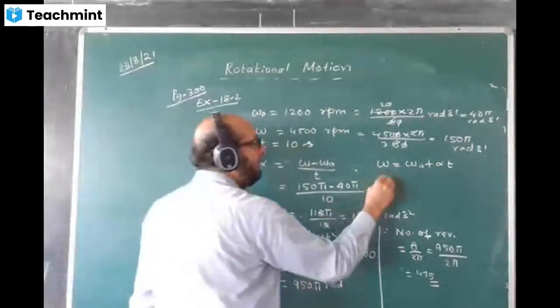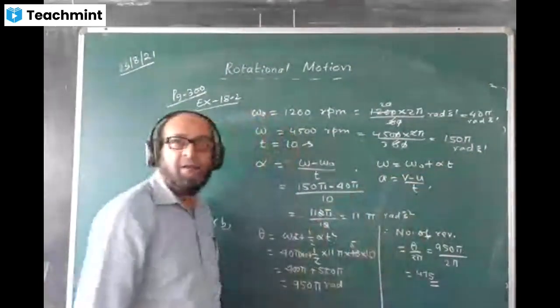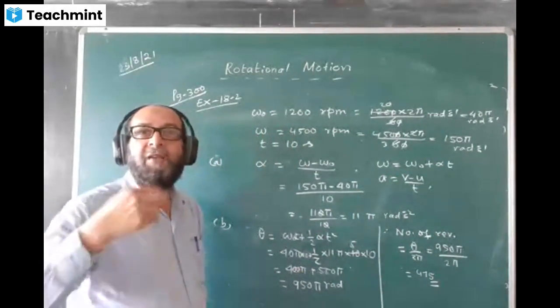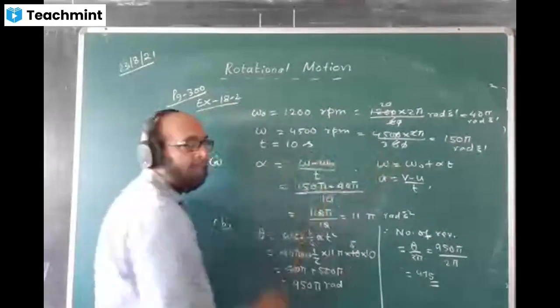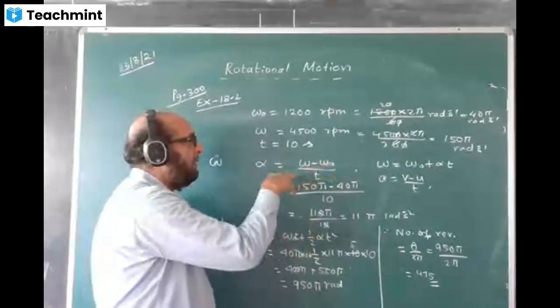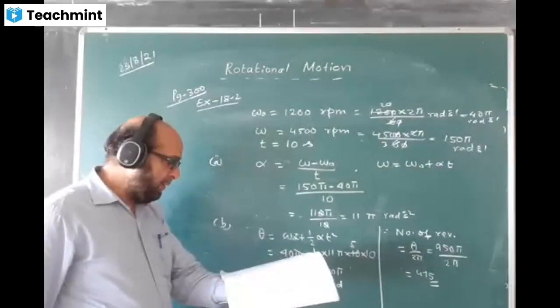In class we used to do it like this: a equal to change in velocity, v minus u by t, velocity upon time, is called acceleration. So change in angular velocity upon time is called angular acceleration. On that basis, this formula is the same: v equal to u plus at. You can use this one. These two are the same formula.